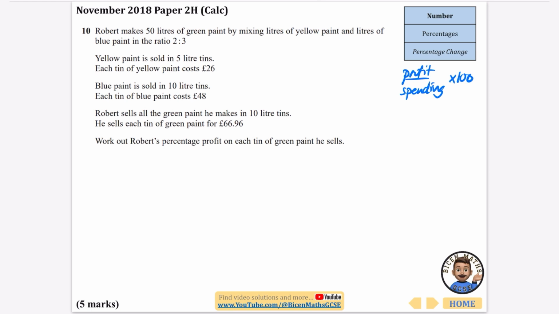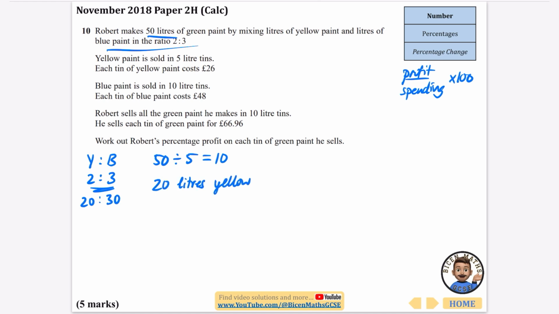So Robert makes 50 litres of green paint by mixing litres of yellow paint and litres of blue paint in the ratio 2:3. Well, you know what? I actually think there's some maths that we can do straight away with this. So if the ratio of yellow to blue is 2:3, and in total we're making 50 litres, well, I think we can do 50 divided by the total number of parts that are here, which is 50 divided by 5, which is 10. So that means I'm going to multiply both sides by 10. So I have 20 and 30. What this means is we're doing 20 litres of yellow, and that it was mixed with 30 litres of blue.